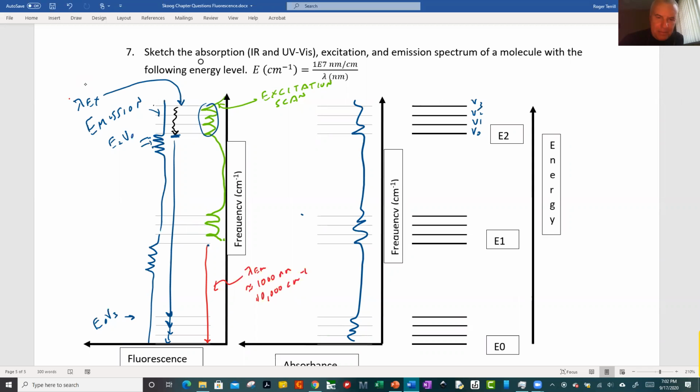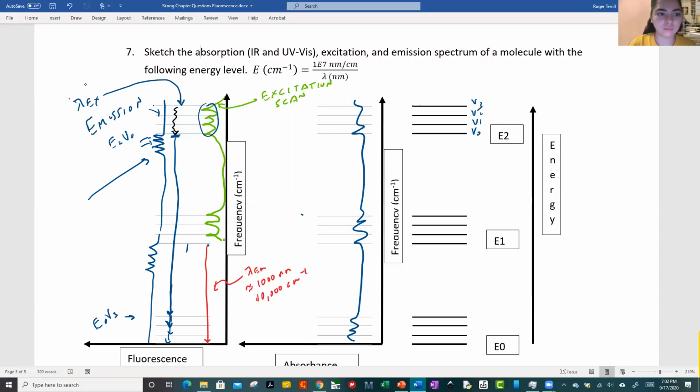So this long arrow here corresponds to these peaks up here. And then a shorter arrow down here corresponds to these peaks right here. Does that make sense?